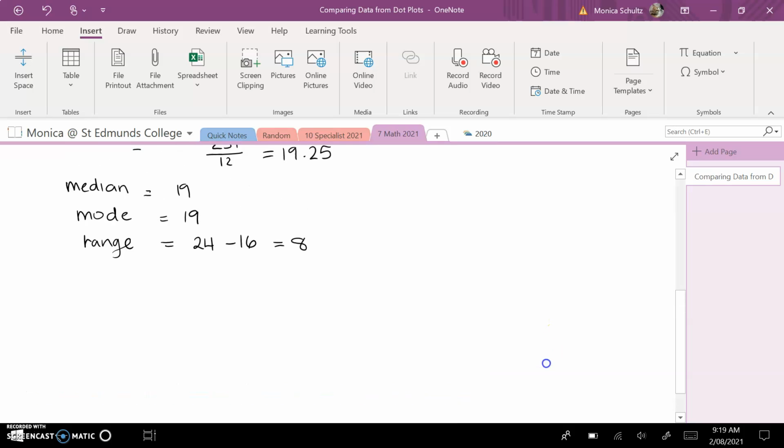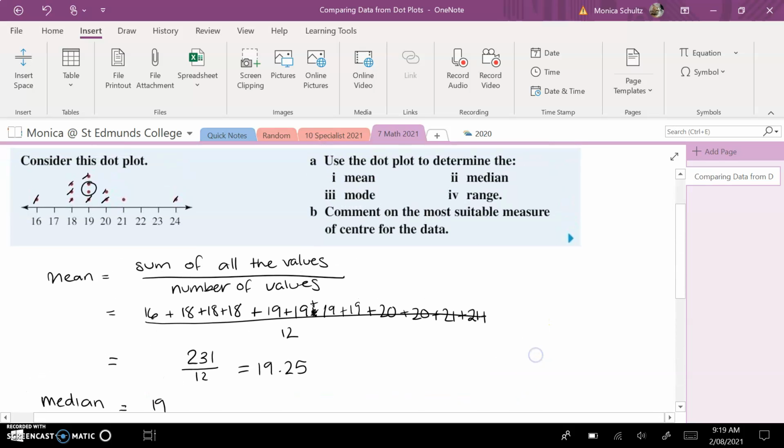So when I'm commenting on which is the most suitable, I would say mean, median, and mode are suitable for this data set. And then I should also comment on the outliers if there are any, or the range of the data. But I've already commented on my outliers.